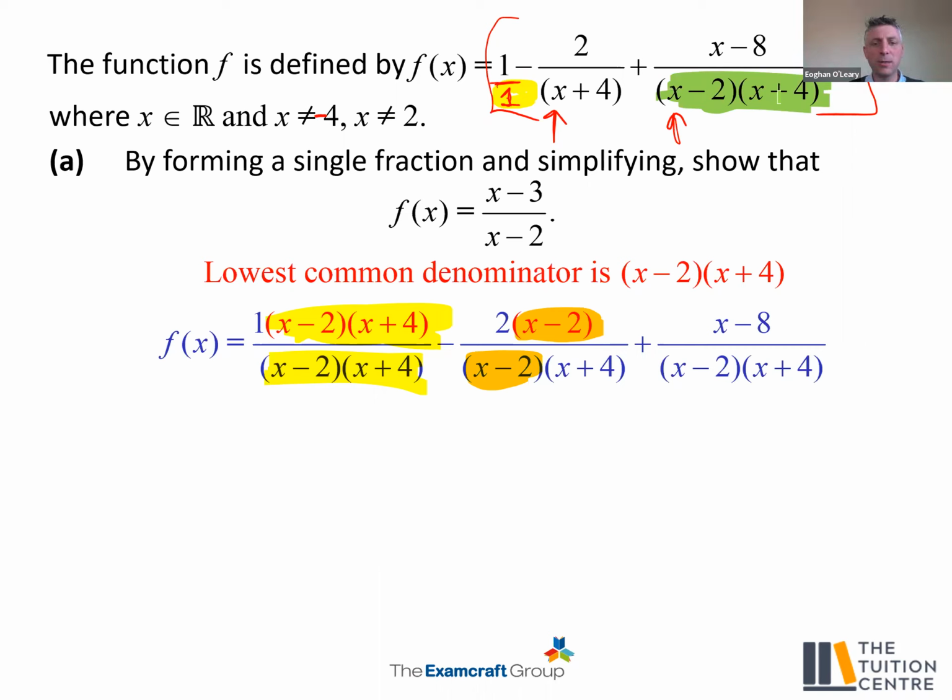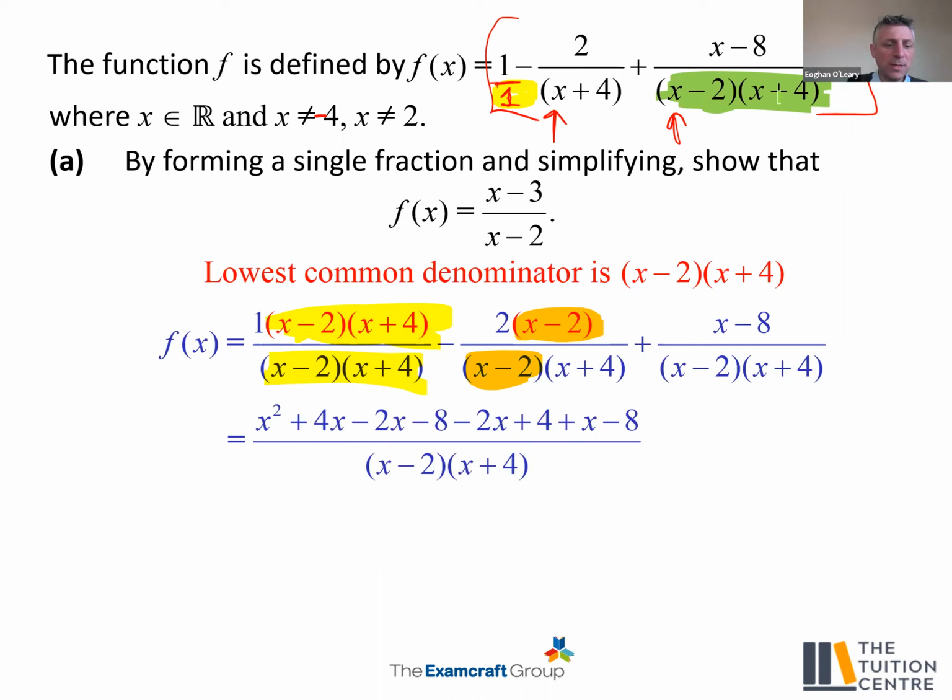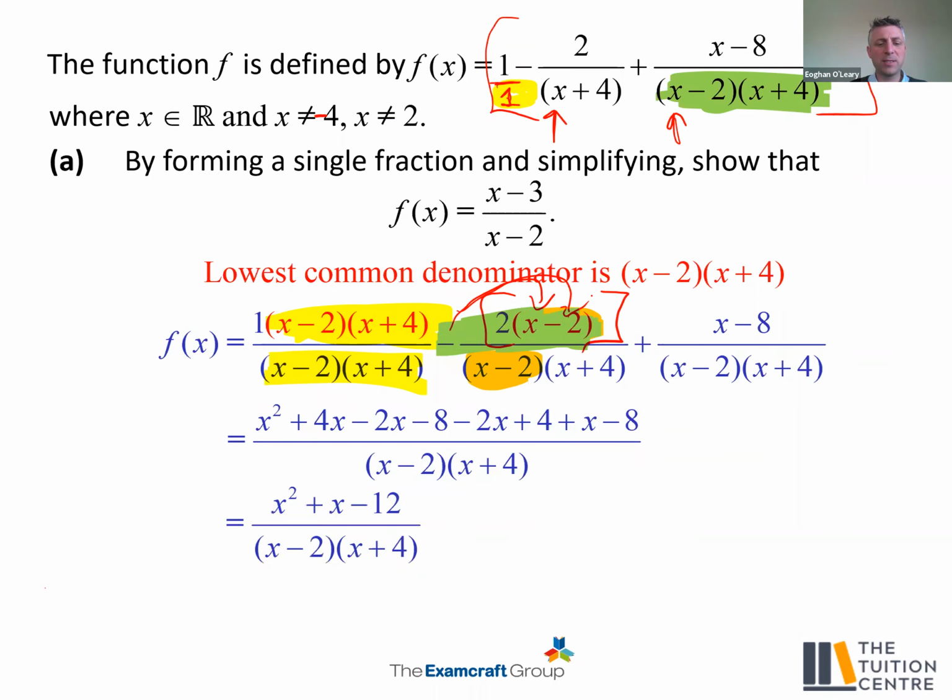Okay, so now we have one common denominator, x minus 2 times x plus 4. You've always got to be careful in this part to recognize that the negative is going to affect everything above the line there. So it's equivalent to multiplying a minus 2 through the bracket, so you're going to get a minus 2 times x plus 4. You try and simplify everything down here. It simplifies down on top to x squared plus x minus 12.